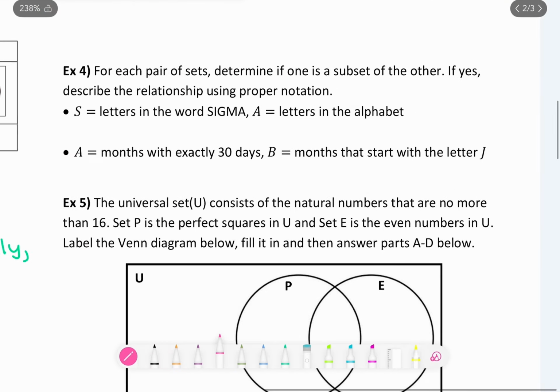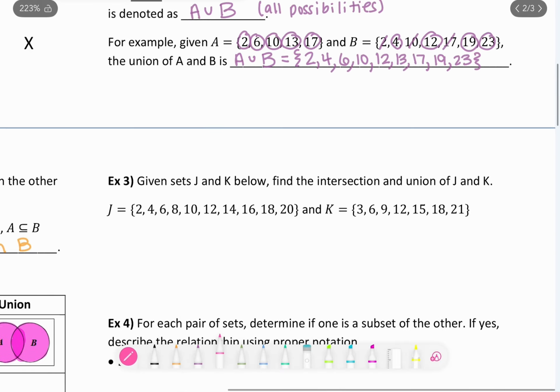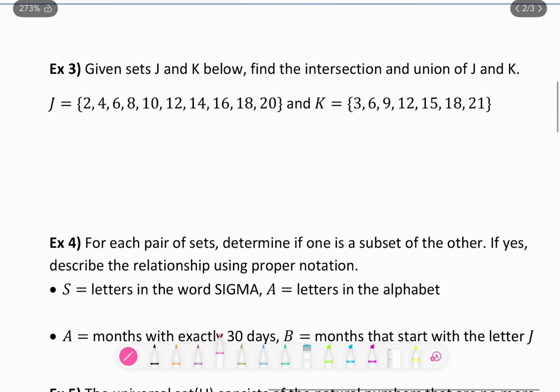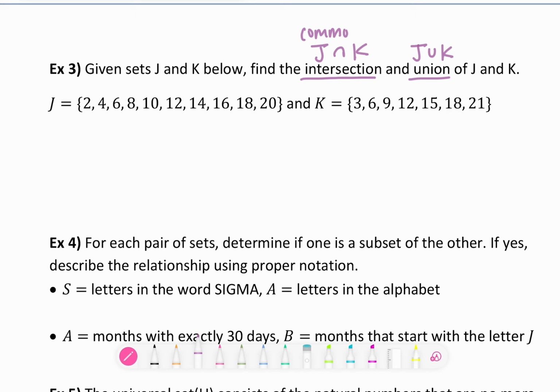All right, moving on. So example 3, excuse me, I almost skipped a whole example. Example 3 says, given sets J and K below, find the intersection and union of J and K. So remember, intersection is A, and then that upside down U, B. Oh, it's not A and B, it's J and K. Let me use the correct letters here. So J, upside down U, that means intersection, and then J with the one that looks like a U, K means the union. Intersection is what they have in common, and the union is all possibilities.